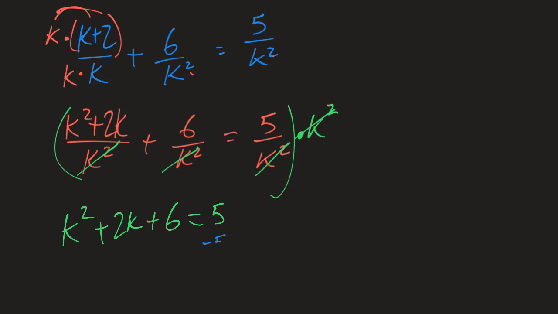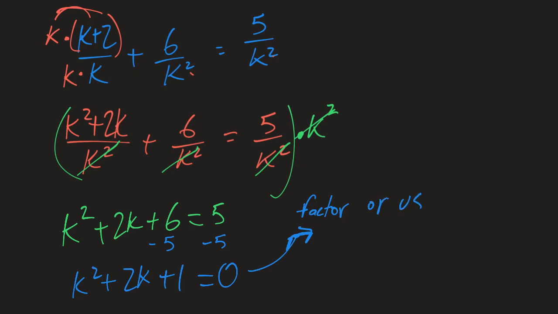Let's subtract the 5 back to this side, and you're going to see k squared plus 2k plus 1 equals 0. And this is a quadratic. So we can either factor or use quadratic formula. In this case, this one factors pretty easily, because 1 times 1 is 1 and adds up to 2. So I'm going to factor this and get k plus 1 times k plus 1 equals 0.